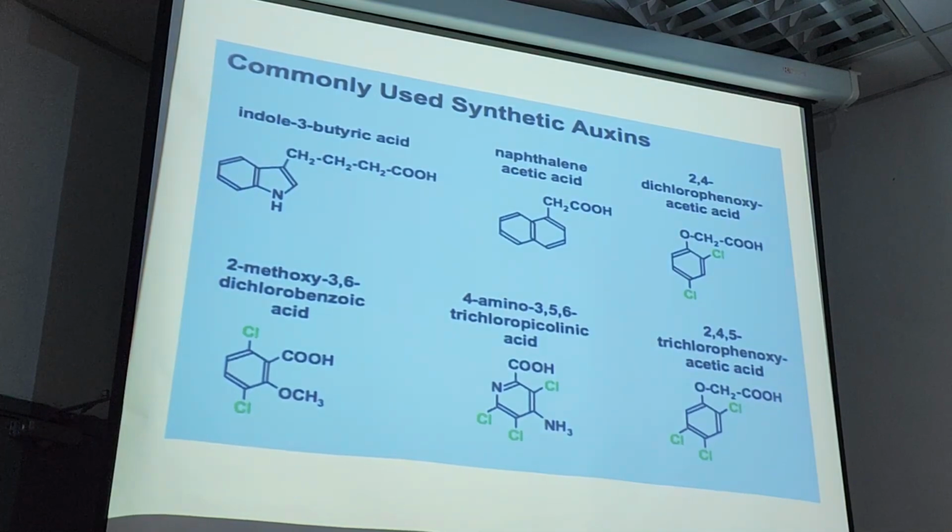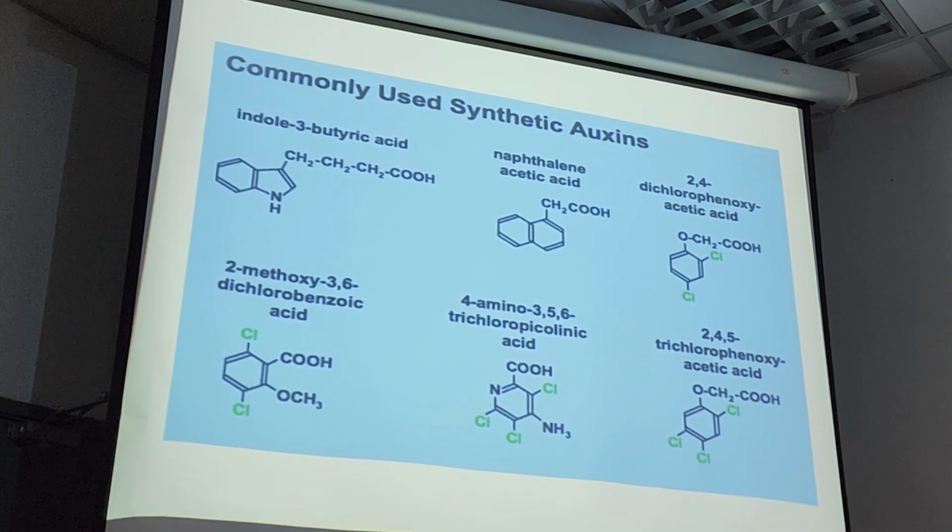Okay, and these are the compounds. I just want you to keep on seeing these names because you need to commit these names to memory now.